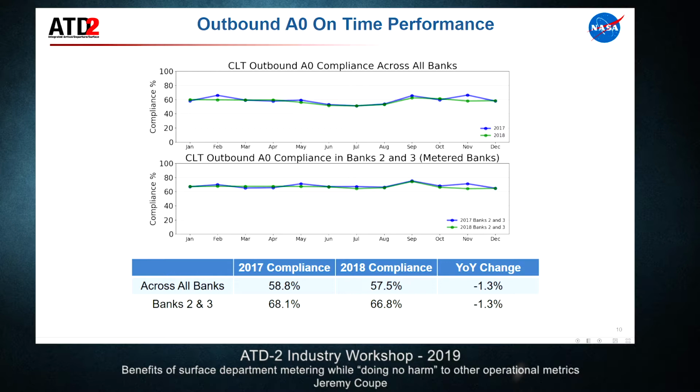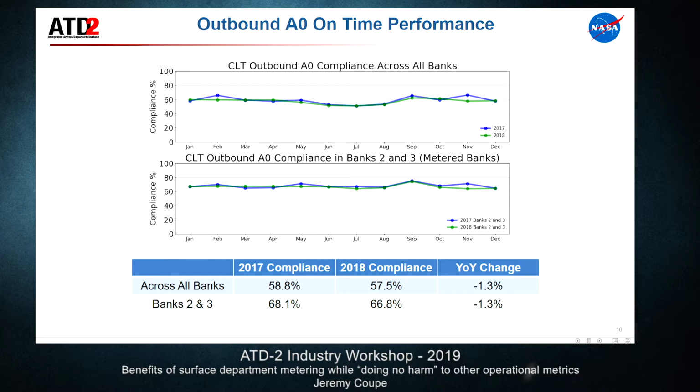In the top graph is essentially all outbound departures from Charlotte to every downstream destination. And the bottom graph is the same graph, but focused specifically on banks 2 and banks 3. And so why did we do this? The reason is kind of captured down here: if we do any type of year-over-year comparison, we're not completely in control of what's going on, right? There can be a lot of outside influences that impact that downstream on-time performance.